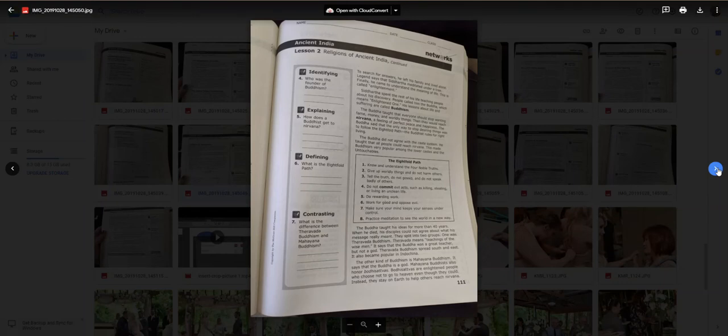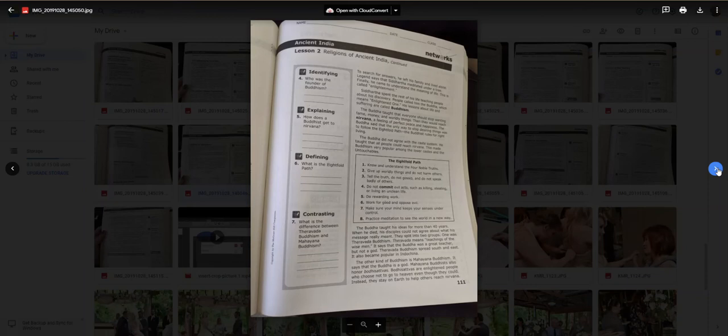The other kind of Buddhism is Mahayana. Mahayana Buddhism says that the Buddha is a god. Mahayana Buddhism also honors Bodhisattvas, who are enlightened people who choose not to go to heaven even though they could. Instead, they stay on earth to help others reach nirvana.